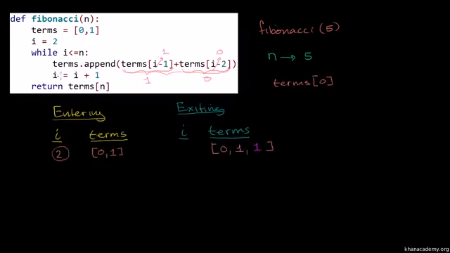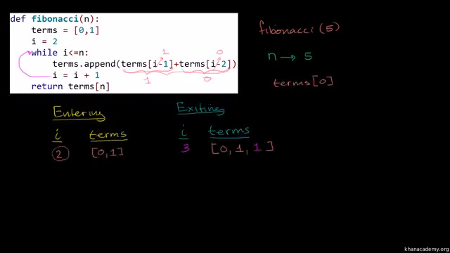And then we say i is equal to i plus 1. Well, i is right now equal to 2. So 2 plus 1 is 3. And that's going to be the new value for i. And then we loop back up to the beginning of the while loop. And we say while i is less than or equal to n. Well, now i is a little bit closer to n. It's 3 now, but it's still less than or equal to 5. So now we evaluate this again.